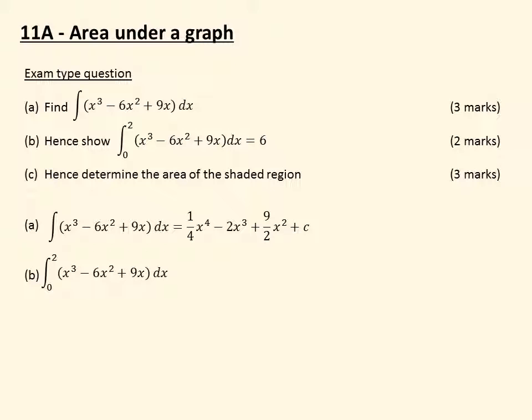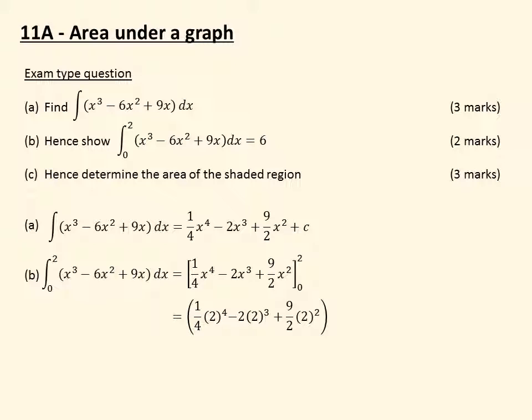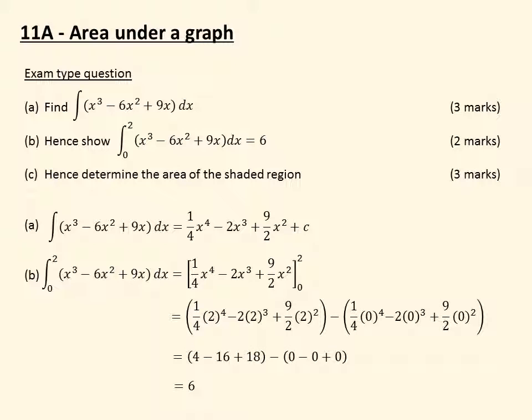In part B, they're asking us to integrate the same function, but they've now given us limits. They've given us 0 to 2. So we know what the function integrates to, but we now put it into squared brackets, and we don't write the plus c. We put the numbers on the right hand side, and we evaluate the function first at 2 and then at 0. We actually work these values out, 6. So the area under this graph between 0 and 2 would be 6.